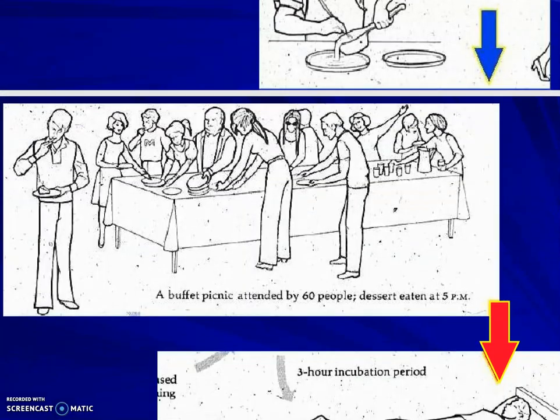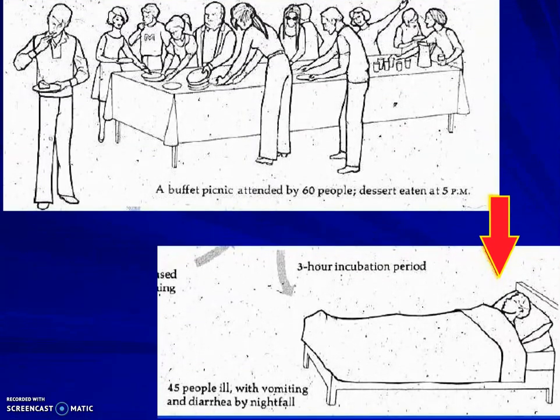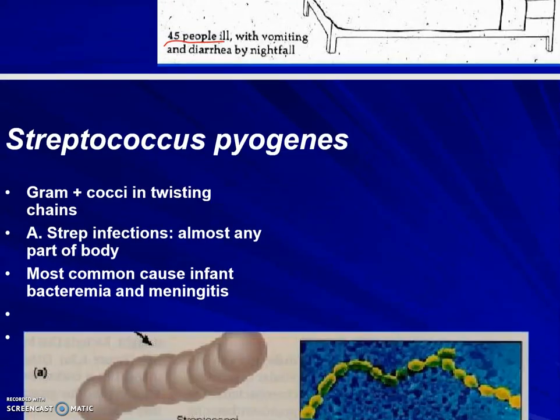and then you have people that are eating the pie, and here it says about 60 people are eating the dessert at 5 p.m., a 3-hour incubation time, and these people are going to come down with nausea, vomiting, diarrhea. In this case, 45 people out of 60 people that ate the pie got sick. So then you just have to trace it back. You know that they all ate something at that buffet, and then you just have to find the actual culprit and tie it back to the custard filling.